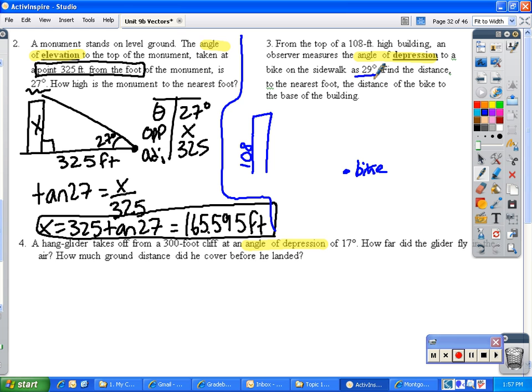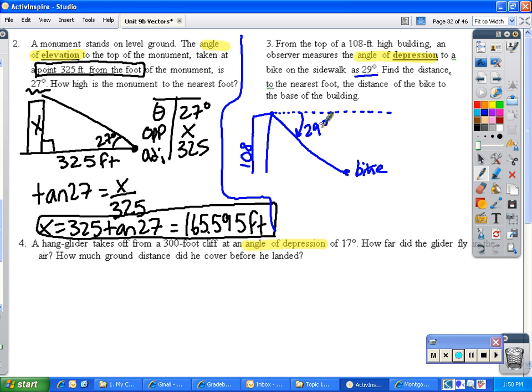So we have to remember angles of elevation and depression start with a horizontal line. If that observer who's sitting right up here was just looking straight out, that would be their horizontal line, but instead they're looking down 29 degrees towards that bike. The angle of depression is from the horizontal down.